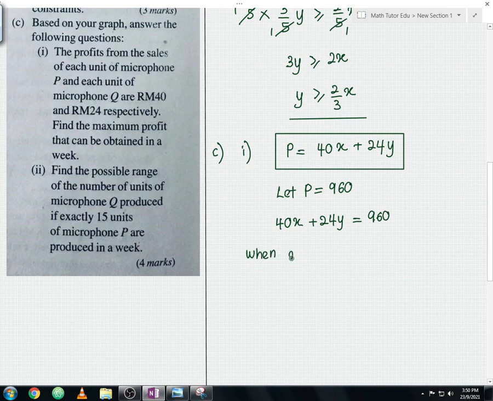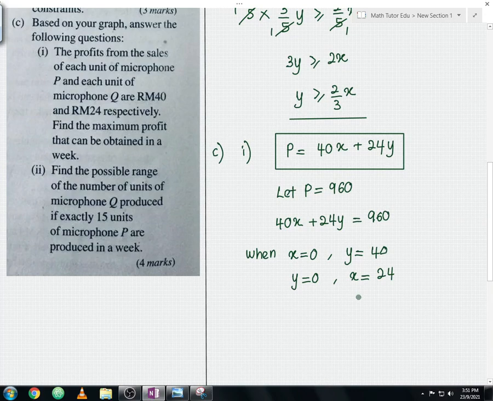When x equals 0, you set this whole thing equal to 0. So from here you calculate this, and you should get y equals 40. Then when y equals 0, you set this whole thing to 0. So from here you should get x equals 24. Okay, so you already have these two points.